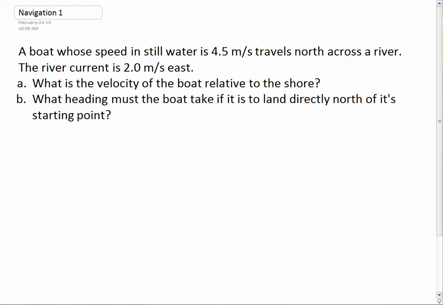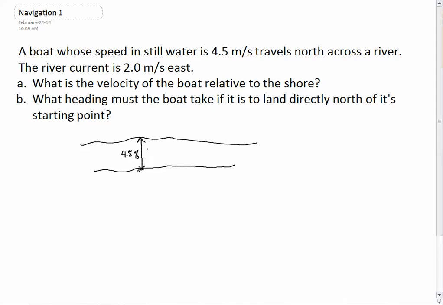Okay, so those are two slightly different questions, but let's start with a vector diagram. The first place I'm going to start is by drawing the river. Our river's flowing to the east, so we'll make our river like so, and here's our starting point. We know that the boat is going to go up like this. If the river wasn't flowing, it would go straight across and its velocity would be 4.5 meters per second.